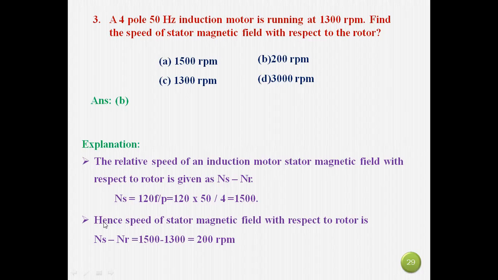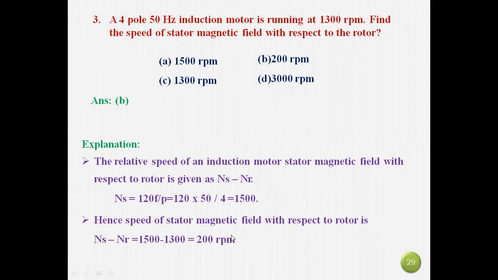Now, you are supposed to find here the speed of the stator magnetic field. That is nothing but Ns minus N. Ns you have solved, N they have given. So directly 1500 minus 1300, you will get 200 RPM.